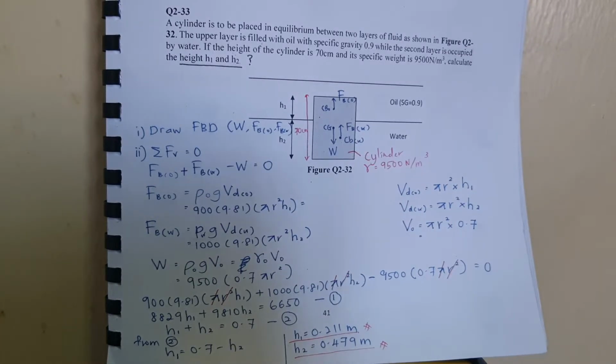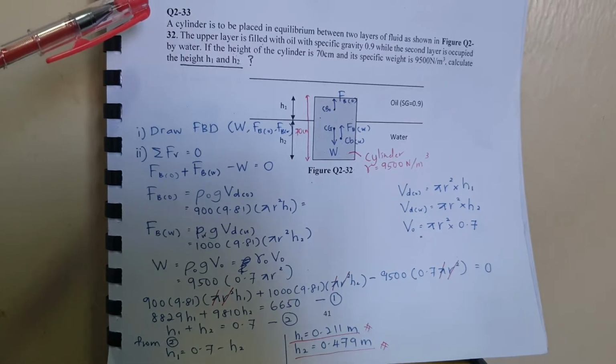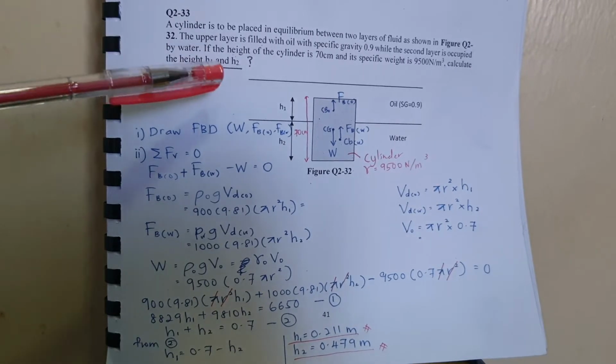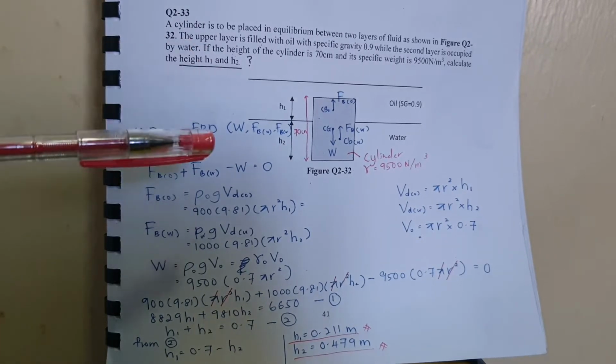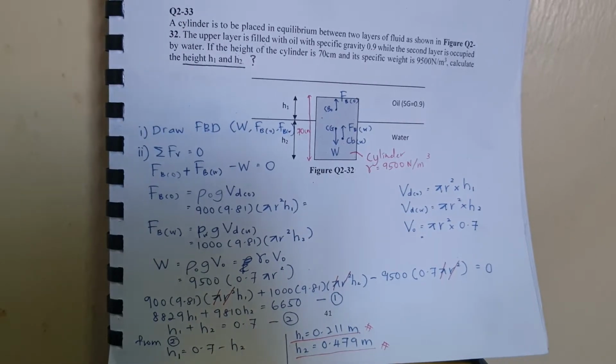So next example is Q233. Okay, a cylinder is placed in equilibrium between two layers of fluid. So now we further our problems if we have more than one liquid. So we have oil and water.